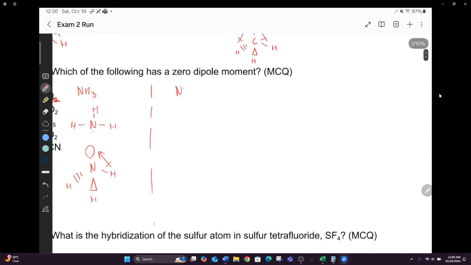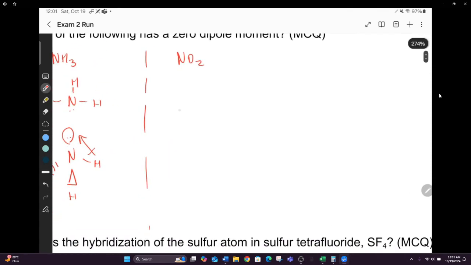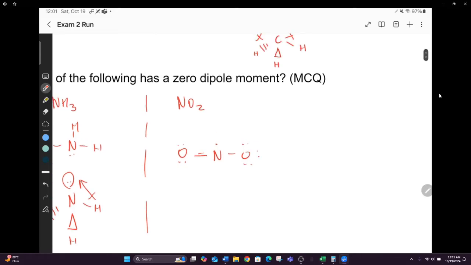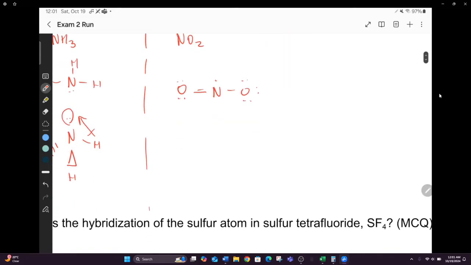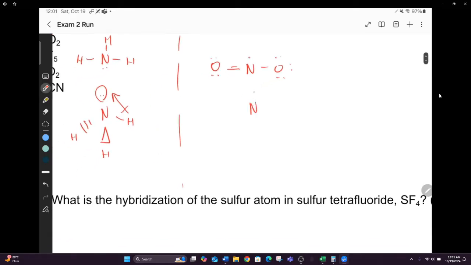For NO2, you get this structure. And again, I'm assuming that you know how to make Lewis structures. Yes, it is an odd number of valence electrons. One way that you can think of this is like you have your lone electron here, your one oxygen there, and your one oxygen there. As you can see, everything is uneven. I can't give you a definitive answer of where the dipole moment would go, but all that we need to know is it's uneven, basically.